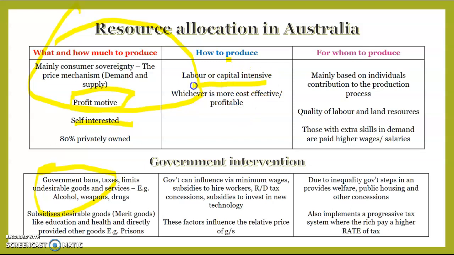How to produce? Are we going to be labour or capital intensive? They generally choose whatever's most cost effective, but the government can get involved with things like minimum wages, which encourage firms to be more capital intensive because it will cost them more to hire labour.